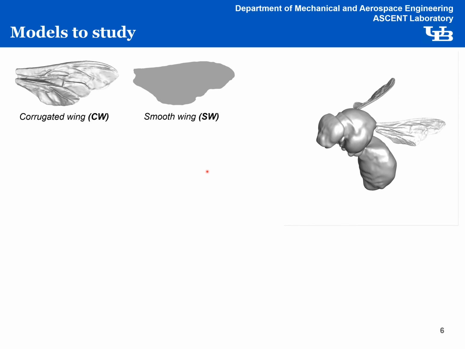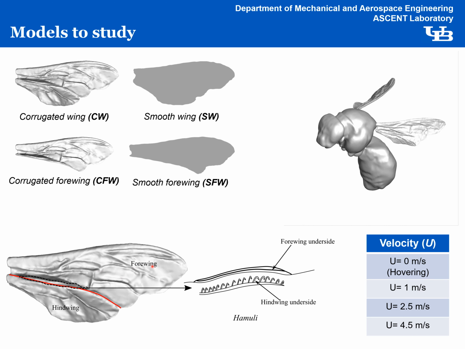Now the current study compares a smooth wing, SW, to the corrugated wing, which we have obtained through a micro-CT scan. Now the bumblebee wing is made up of two wings, that means a forewing and a hindwing, which are connected by a hook-like structure called hamuli. The current study will also explore the contribution of forewing and hindwing in the aerodynamic performance of a bumblebee. And all the models will be modeled for three forward velocities of 1 meter per second, 2.5 and 4.5 meter per second, as well as hovering.